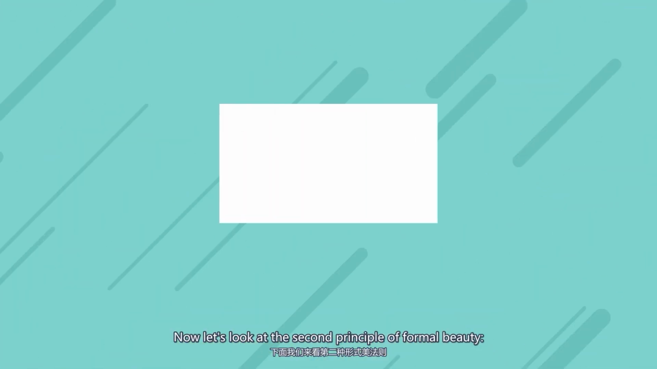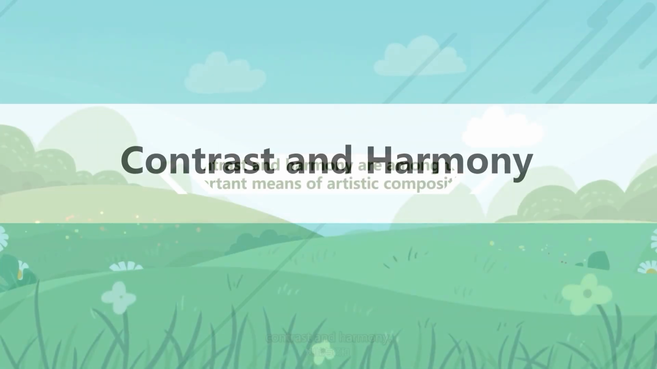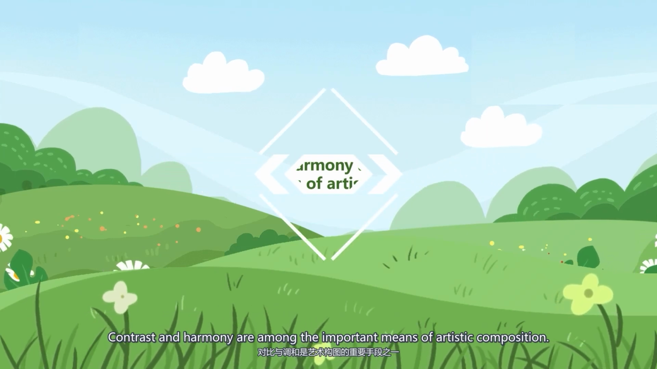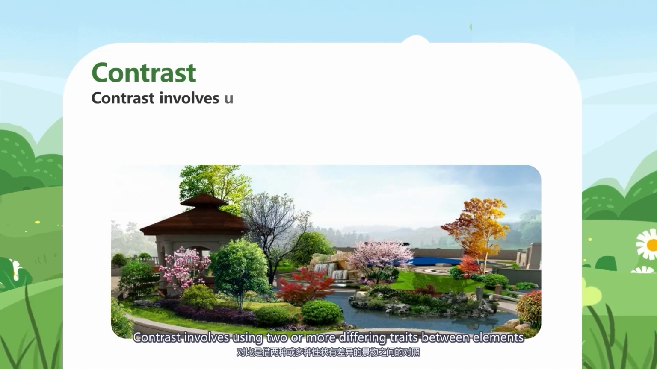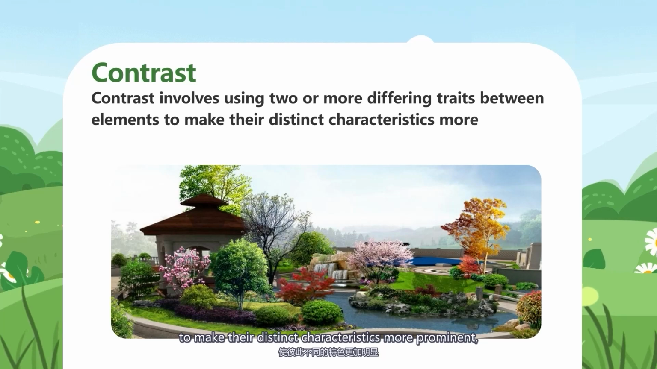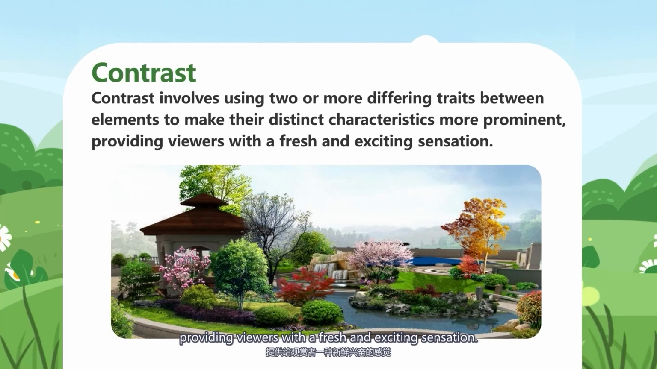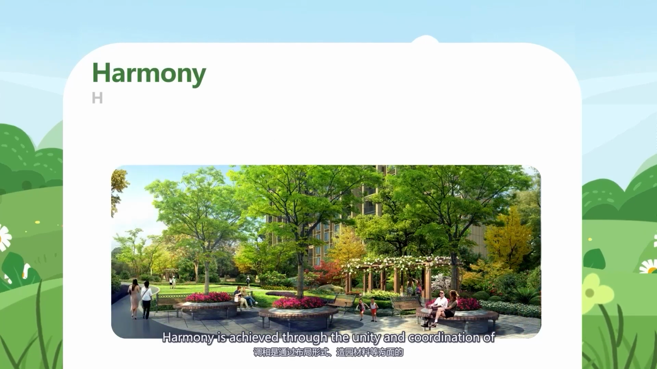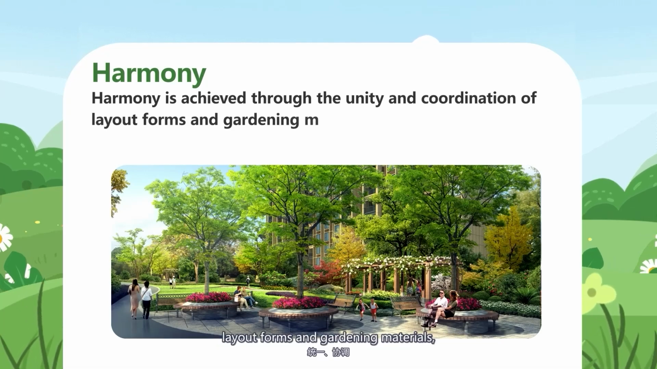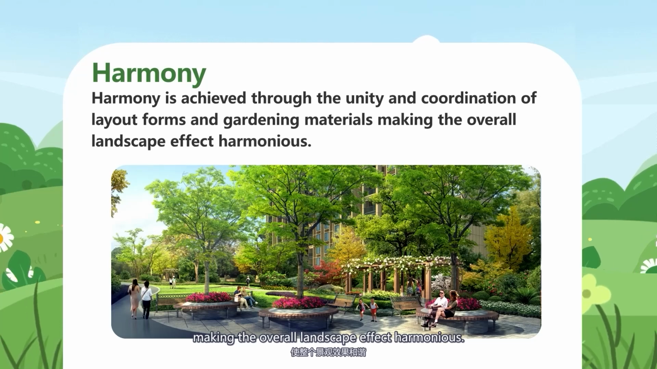Now let's look at the second principle of formal beauty: contrast and harmony. Contrast and harmony are among the important means of artistic composition. Contrast involves using two or more differing traits between elements to make their distinct characteristics more prominent, providing viewers with a fresh and exciting sensation. Harmony is achieved through the unity and coordination of layout forms and gardening materials, making the overall landscape effect harmonious.